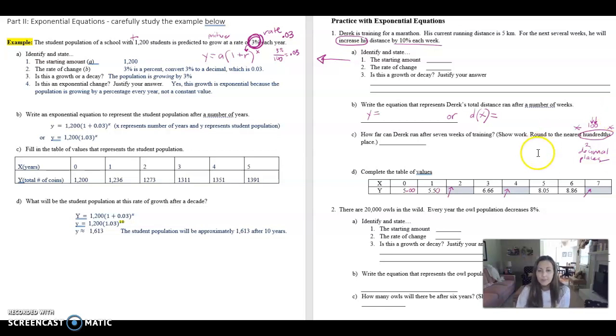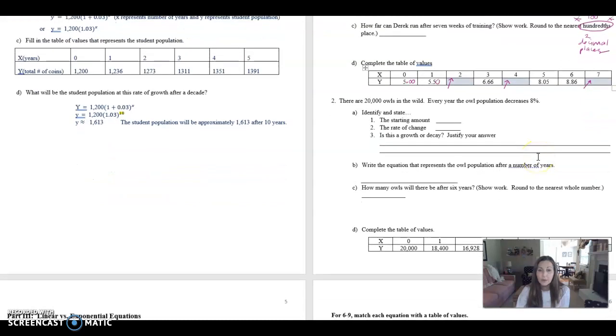Forgive me. Number 2, there are 20,000 owls in the wild. Okay, so there are currently existing live owls. I'm going to put a positive there. But the population is decreasing by 8%. Again, this is your rate, and that word decrease is very, very important. What does that mean in terms of the number of owls? For your equation here, you can always write y equals, but maybe if you want to use function notation, you would do maybe O of x for owls. It's pretty unusual that you would have an O for a function, but it would be fine.